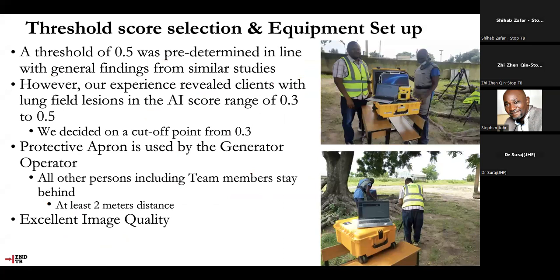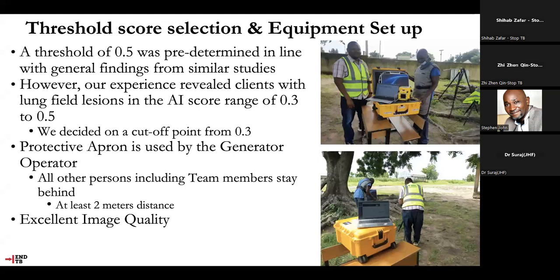So, about the threshold score selection and equipment setup. A threshold score of 0.5 was predetermined in line with general findings and from other studies as well. However, based on our experience in the field, we realized that there are some of our clients that have a score of between 0.3 and 0.5 that have lesions. So we decided to start our consideration from 0.3.